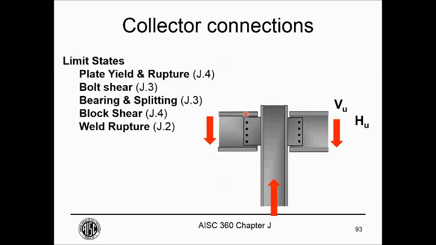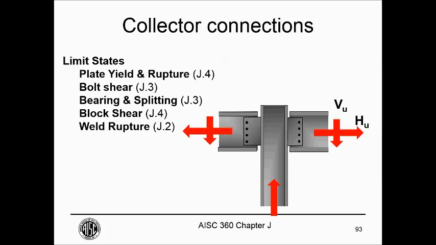Here I'm showing a single plate connection. We might have vertical forces and horizontal forces. All of these different limit states to consider: plate yield and rupture, bolt shear, bearing and splitting, block shear, weld rupture. And we'll go through one by one. In our design example, we'll get to a collector connection and go through all of those.